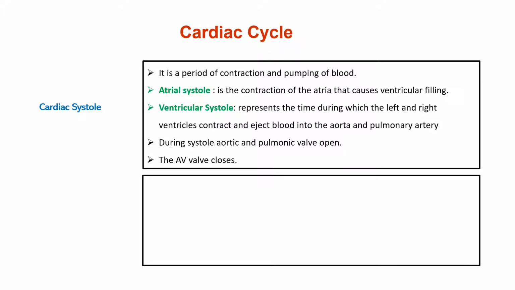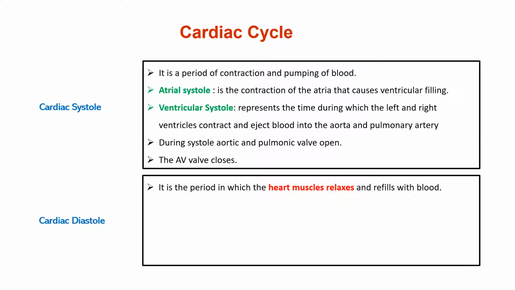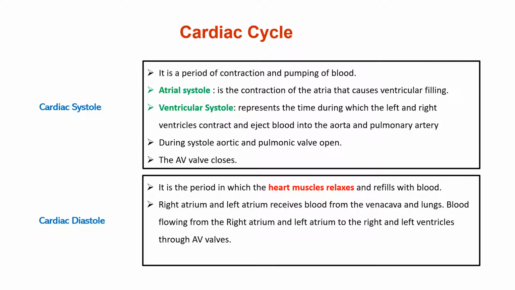Cardiac diastole. It is the period in which the heart muscles relax and refill with blood. As we know, the right atrium and the left atrium receive deoxygenated blood from the vena cava and the lungs. Blood flows from the right atrium and the left atrium to the right and the left ventricles through the atrioventricular valves, that is the mitral and the tricuspid valve. At the end of the diastole, both atria contract.